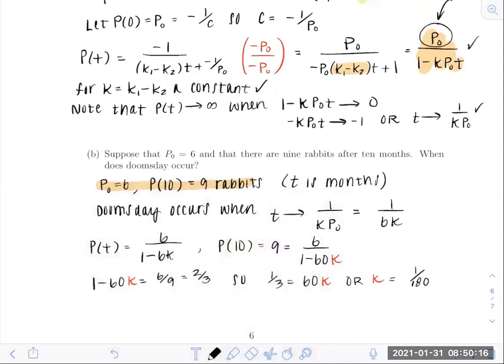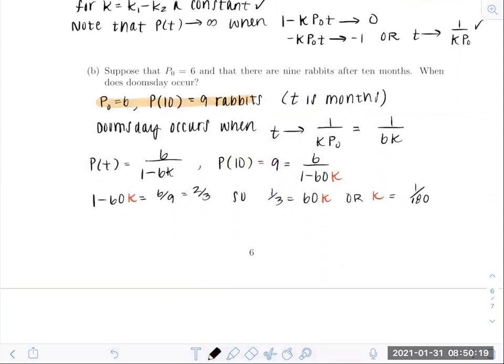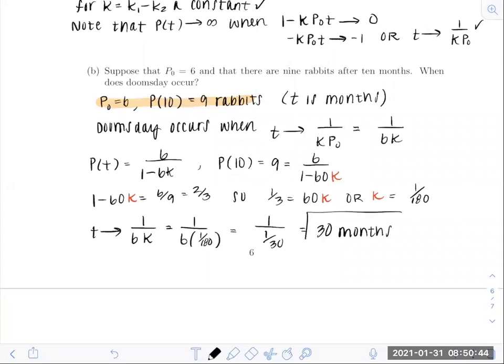All right, so we have our K value, and now we're home free. Remember, doomsday occurred as T was approaching 1 over 6K, which is 1 over 6 times 1 over 180, 1 over 1/30th, or 30. Now keep in mind what your time was in respect to. This was 30 months. So this sure is a prolific breed of rabbits. After only 30 months, it will have reached doomsday. It will have reproduced so much that its population is not sustainable.